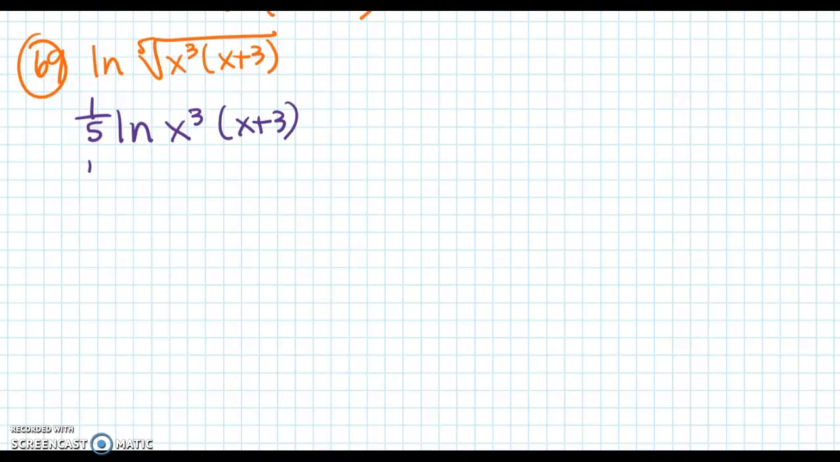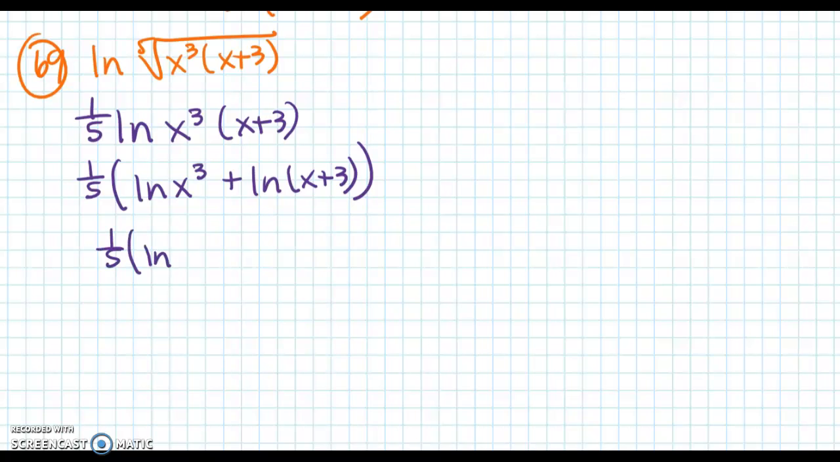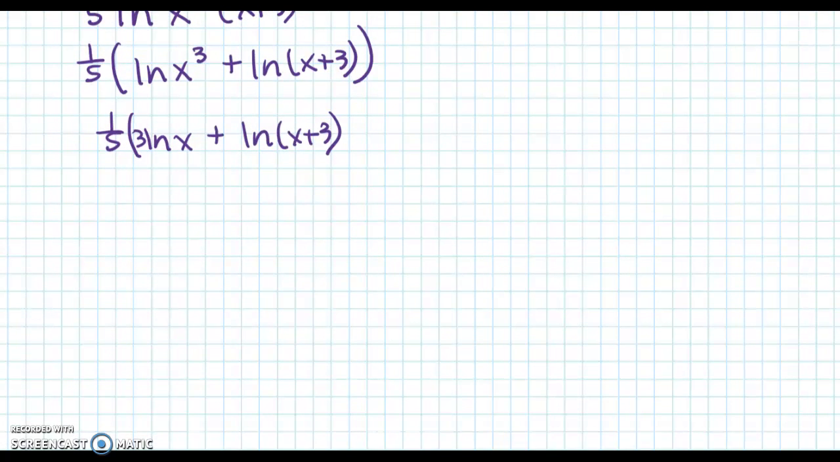Then you can break apart the multiplication, remembering that this is all still to the 1/5 power. And then you can bring the 3 out. Like so. You can leave it like that, or you can distribute the 1/5 to everything. They are equal.